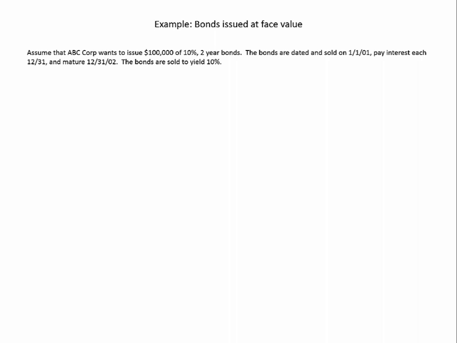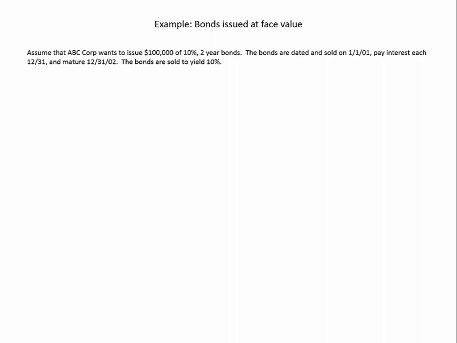So let's make all these nice short 2-year bonds so we can go from beginning through the end of the cycle. If we made it a 10-year or a 20 or a 30-year bond, we would have to do 10 or 20 or 30 years worth of entries to get to the completion, which seems sort of redundant and like a waste of our time. Anyway, let's assume that ABC Corp wants to issue $100,000 face value of 10% coupon 2-year bonds. The bonds are dated and sold on January 1st, 01, pay interest each December 31st, and mature 12/31/02.